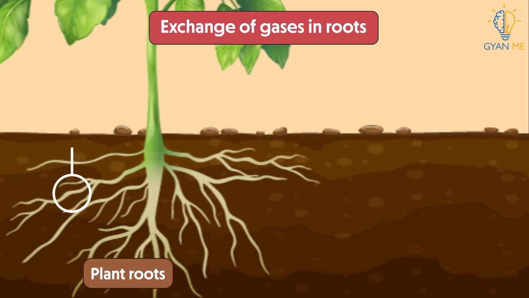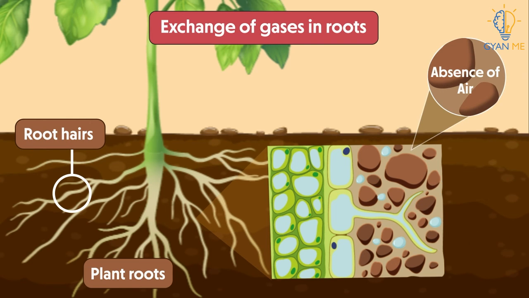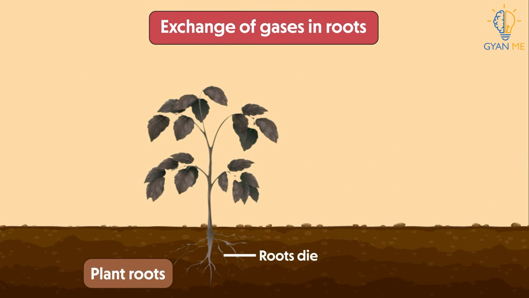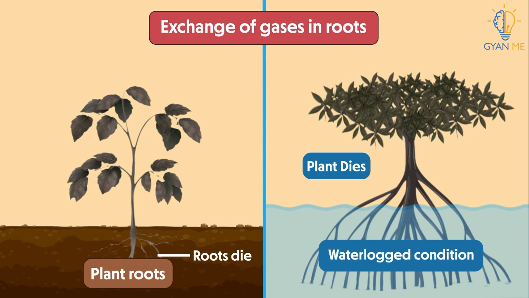Roots have special structures called root hairs, which are single-celled thick, in order to absorb oxygen and give out CO2 from the soil. In the absence of air in the surrounding soil, the root hairs fail to respire and pass on the oxygen to the other cells, and thus roots die and the plants die. This is why plants in waterlogged conditions die.